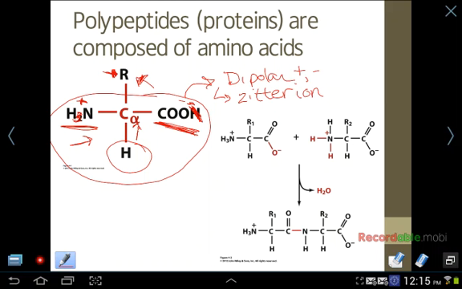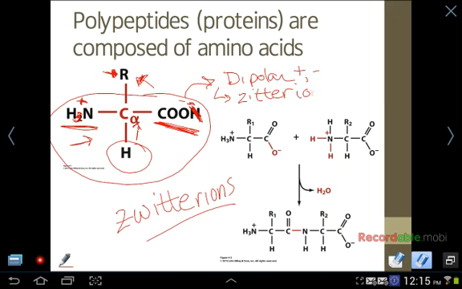Alright. Well, I think I spelled that wrong. So it's actually Z-W-I-T-T-E-R-I-O-N-S. Zwitterions. Alrighty. So let's erase this, because I don't want you all to get confused. Oh, it's taking forever to erase. Okay, let's just continue on.